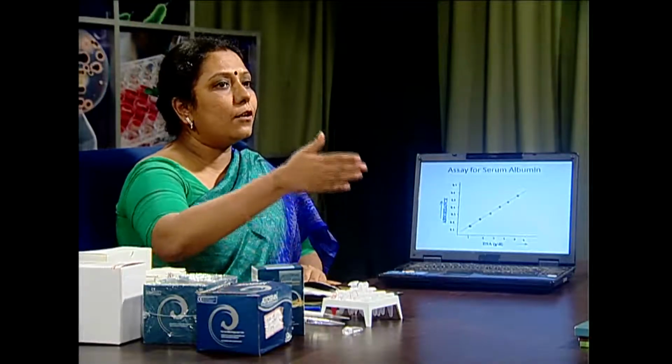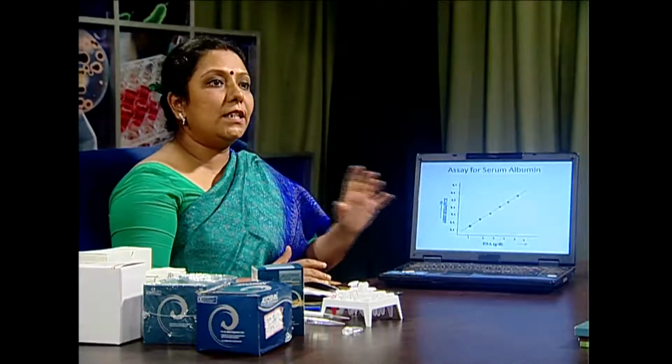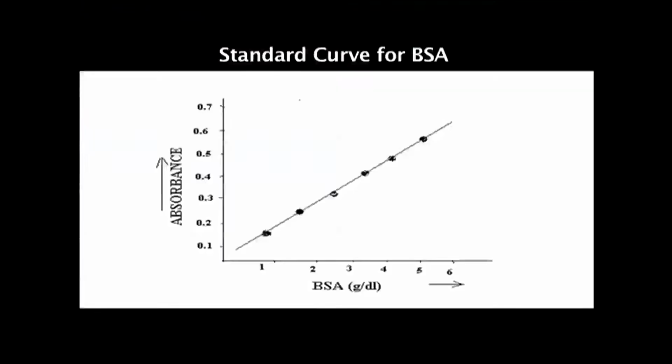So with different concentrations of bovine serum albumin, according to their absorbance or OD at 620 nanometer, this particular standard curve can be made. So by putting our optical density for the serum albumin, we can easily detect the serum albumin that is present within the serum. Normal reference level for albumin is 3.5 to 5.3 gram per deciliter.